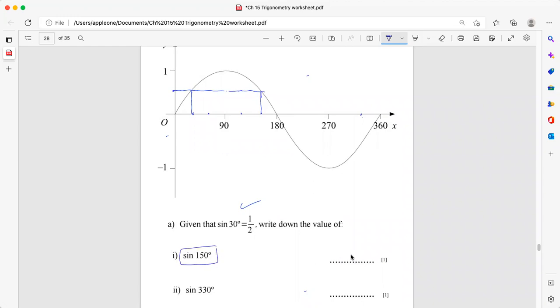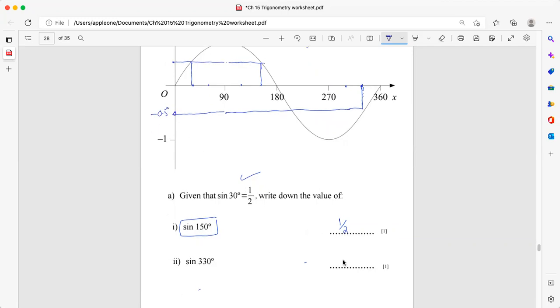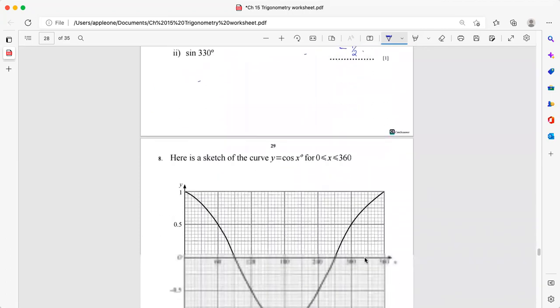So see, we got the value with the help of the graph. The graph is showing that sine 150 is also equal to 1 over 2. Now they ask, what is sine 330? So this is 300, this is 330. If you bring the sine 330 here, a straight line, and then you make a straight line from here, when you go to the y-axis, it's exactly the midpoint, so it's minus 0.5. Since it's a 1 mark question, there's no need for a lot of working, so it's minus 1 over 2. Done.